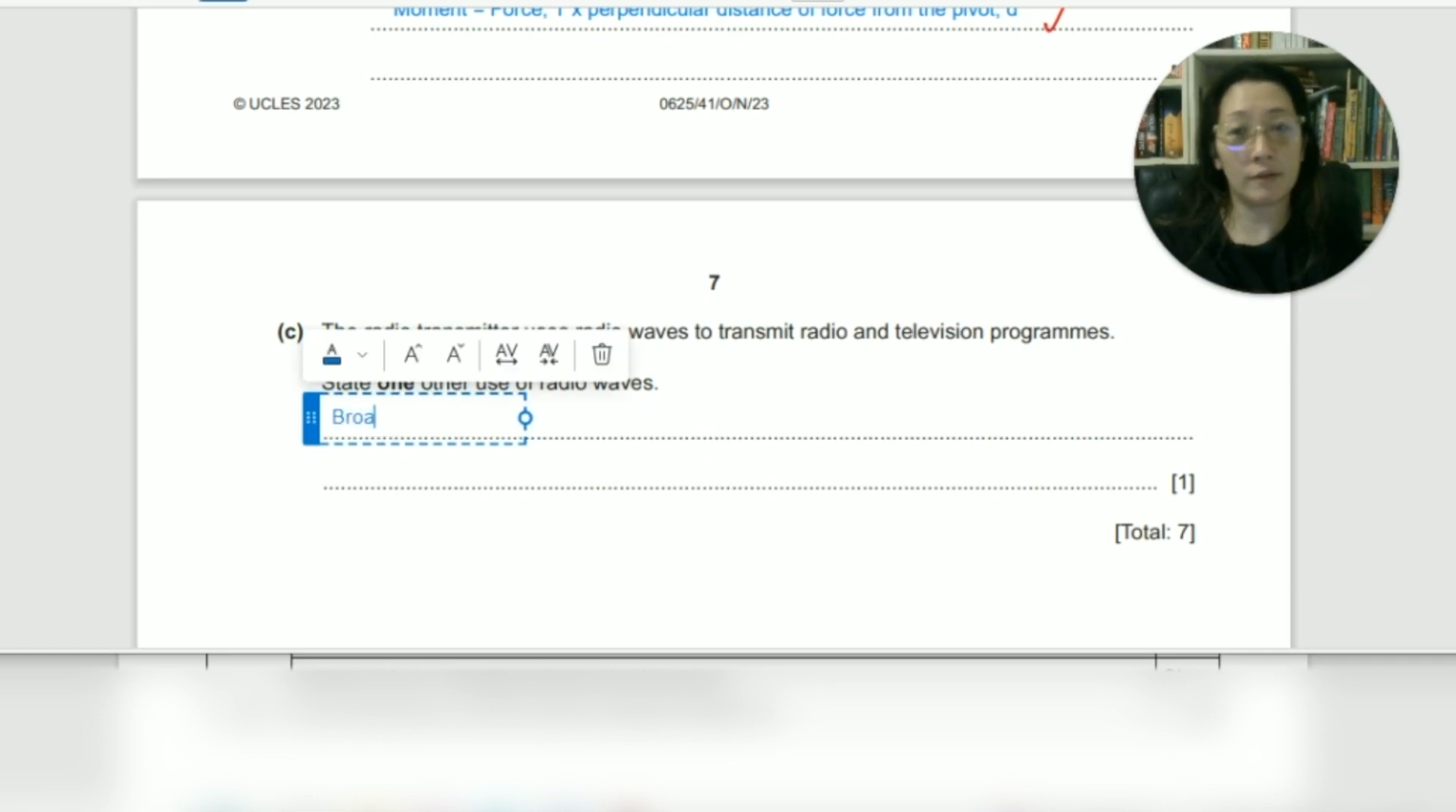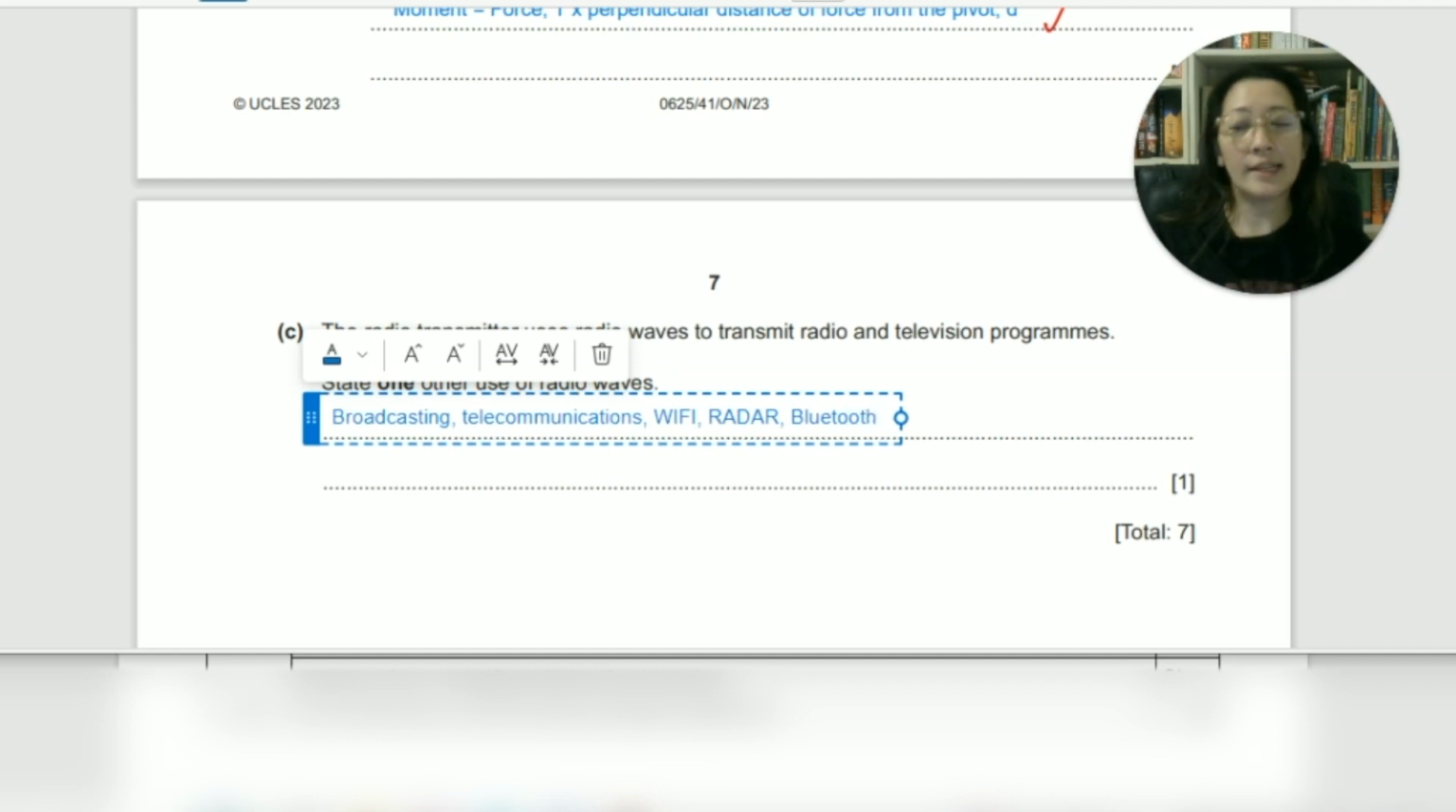So radio waves could be used for broadcasting, could also be used for telecommunications. You don't have to write more than 1. I'm just writing multiple answers here just to show you that there's actually more than 1 possible answer. If you're in doubt and you're not sure whether your answers are correct, it's okay to write more than 1 answer. As long as you have 1 correct answer, you will still get your 1 mark. So I'm just going to write a few more here just as options. So these are some of the uses of radio waves.